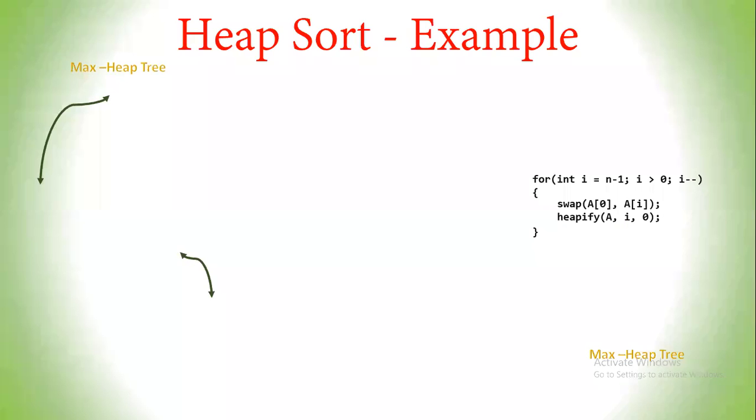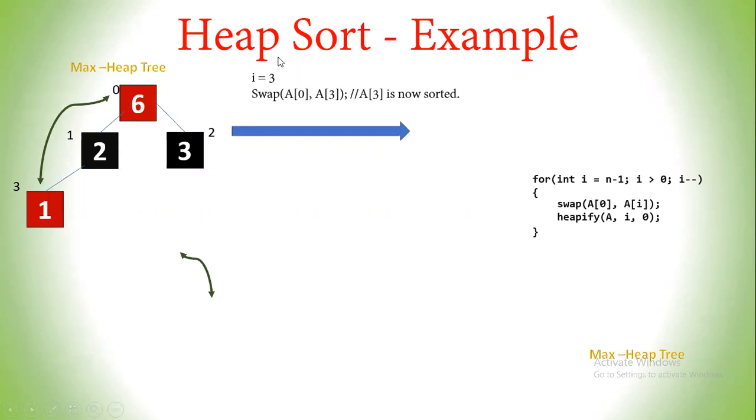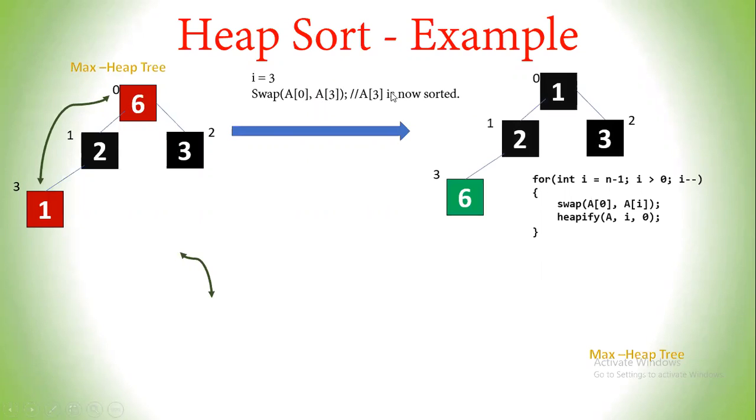Right. So I'll explain one more iteration of this heap sort algorithm. So we obtain this max heap tree for I equal 4. Now I equal 3, swap A0, A3 is called. Then it will result, these two will be swapped. 1 will come here, 6 will go here. And this is now already sorted. A3 is now already sorted.